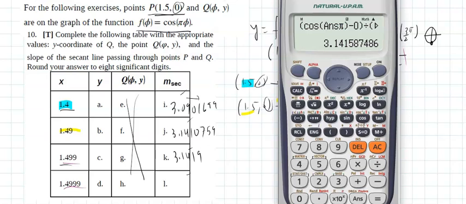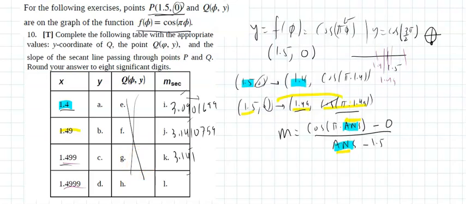1.14, oops, not 141, 587, 587. So you notice, in the first round, I got it accurate to 1 decimal. The second round, I got it accurate to 3 decimals. Well, let's go one more just to be certain.